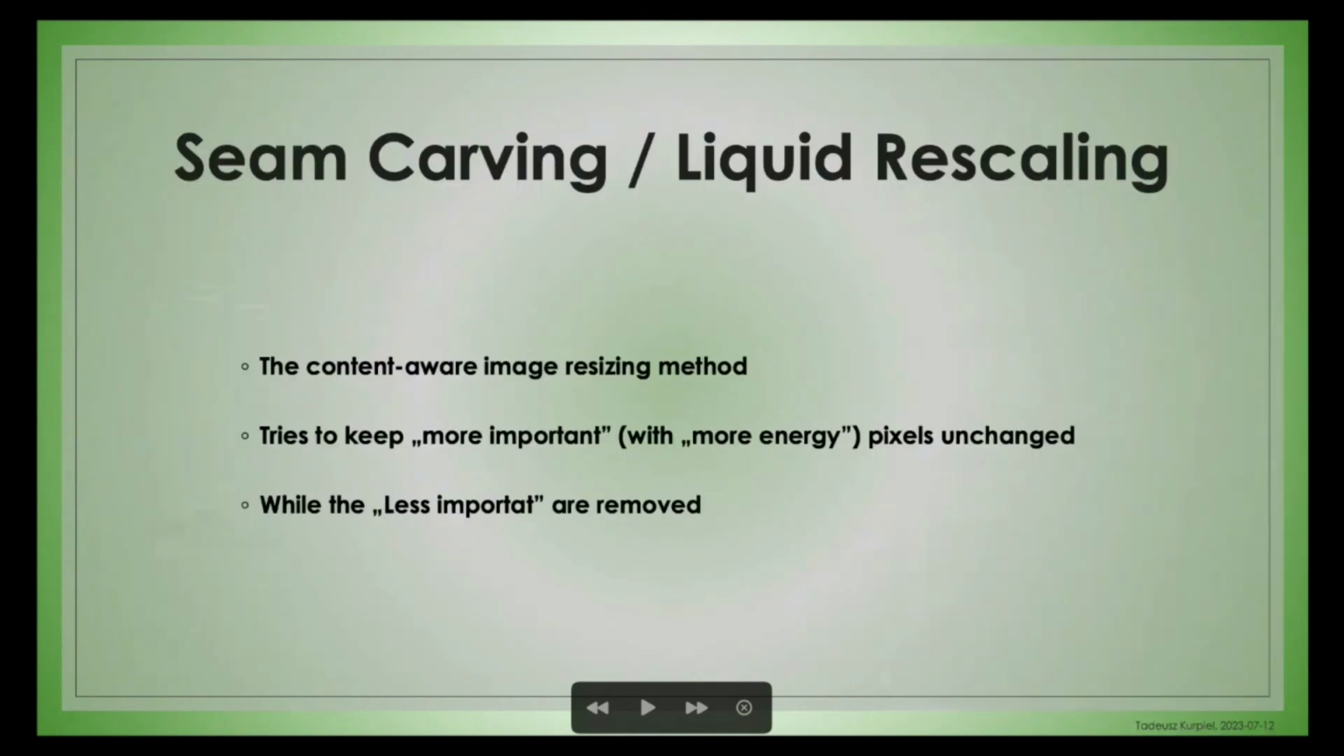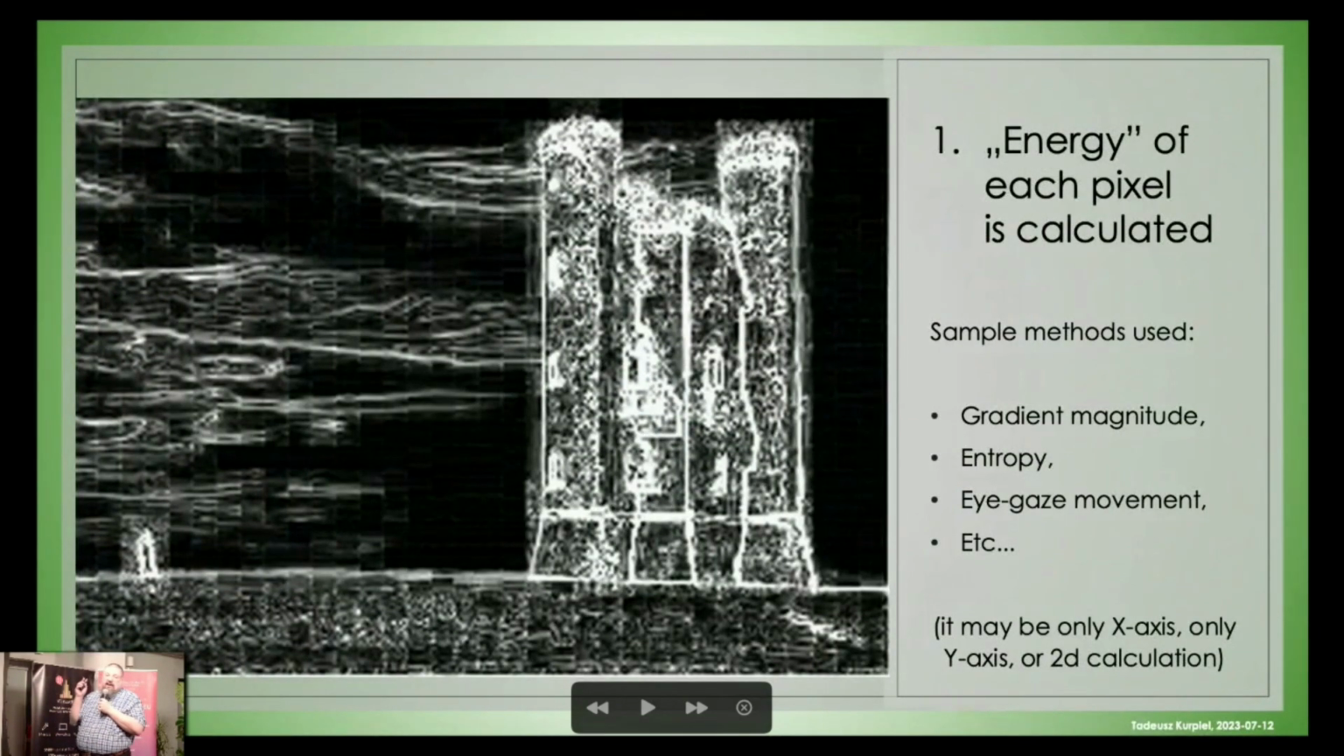Have you ever heard about seam carving? This is a technique of manipulating, especially resizing, images which is content aware. And this is the clue. The idea is that you try to keep the more important details, pixels, unchanged. It's said that these pixels have more energy than others. And the less important can be thrown out, completely removed. They are completely unimportant. How to do that?